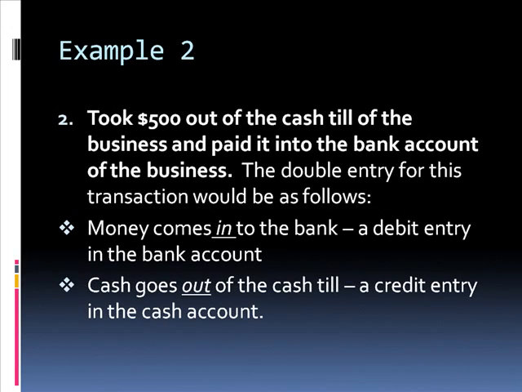Example 2 now. You took $500 out of the cash till of the business and paid it into the bank account of the business. The double entry for this transaction would be as follows. Money comes into the bank, a debit entry in the bank account. Cash goes out of the till, a credit entry in the cash account. So you debit bank, credit cash. You will see that later on when I'm doing it on the video clips coming up.